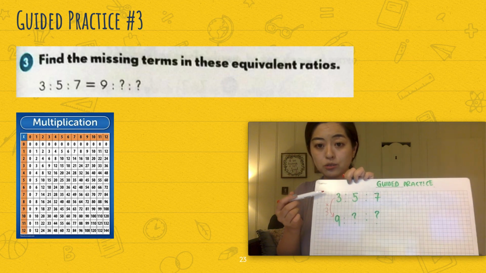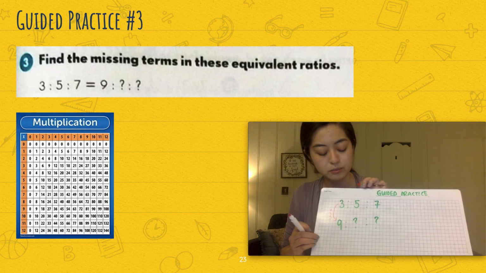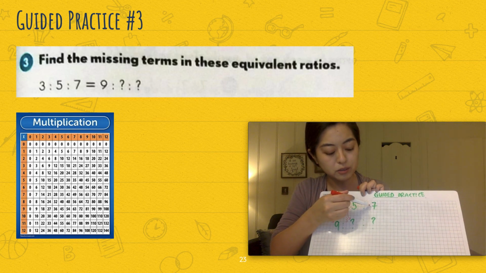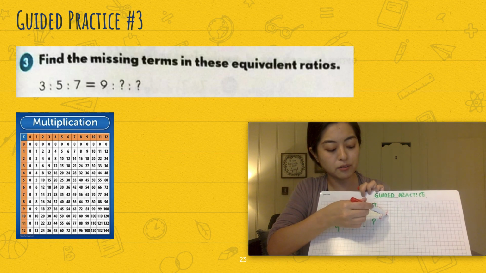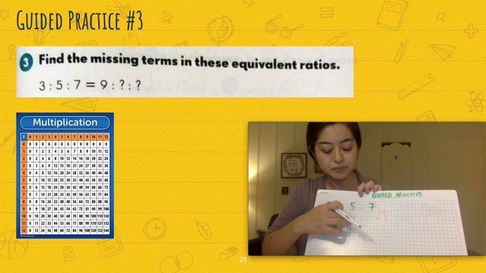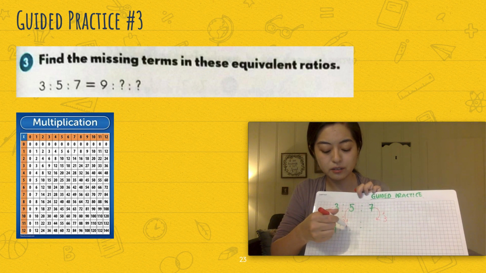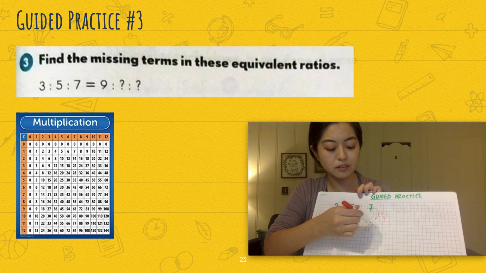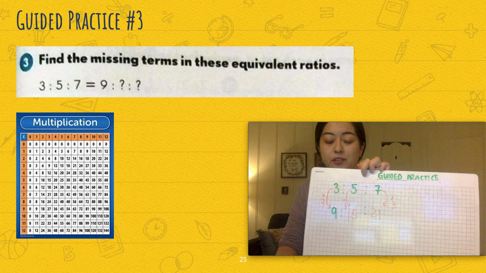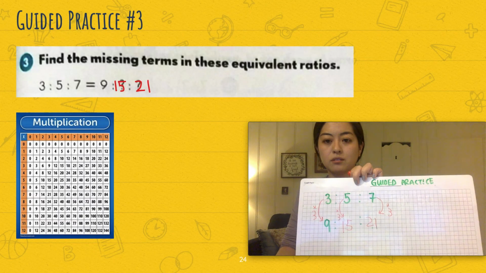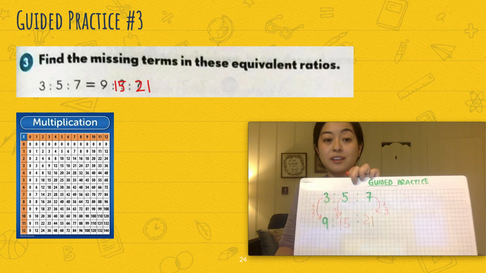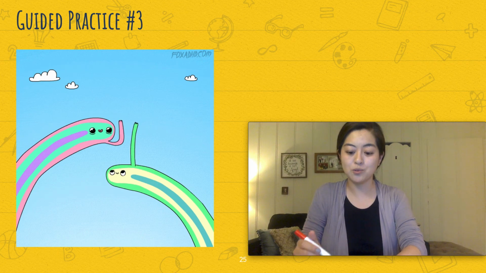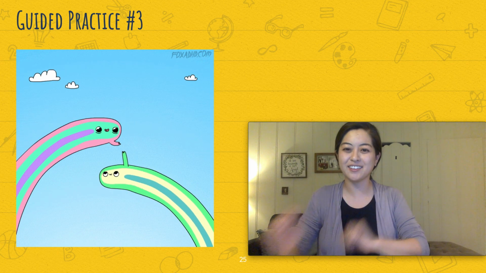So whatever I do to one term, I have to do to the other terms, okay? I'm going to multiply that by 3. I'm going to multiply this by 3, okay? And 5 times 3 is 15. 7 times 3 is 21. Okay? So this is what you should have gotten, okay? Ooh, give yourself a high five.